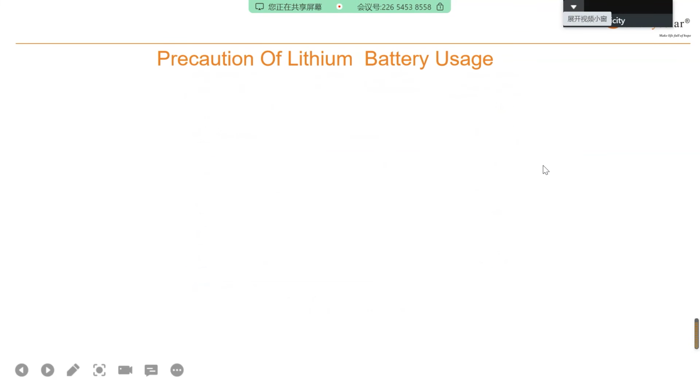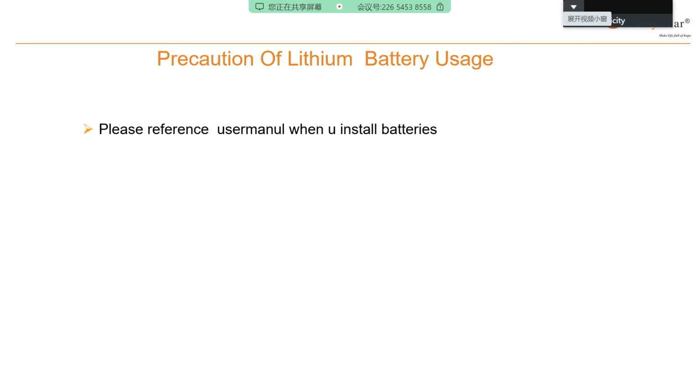Okay, and the next part is the precaution of lithium battery usage. It means when you install the system, what you should pay attention to. Okay, the first is please reference the user manual when you install batteries. It means when you install the batteries, please check the user manual. It will have some useful advice or other things you should pay attention to.